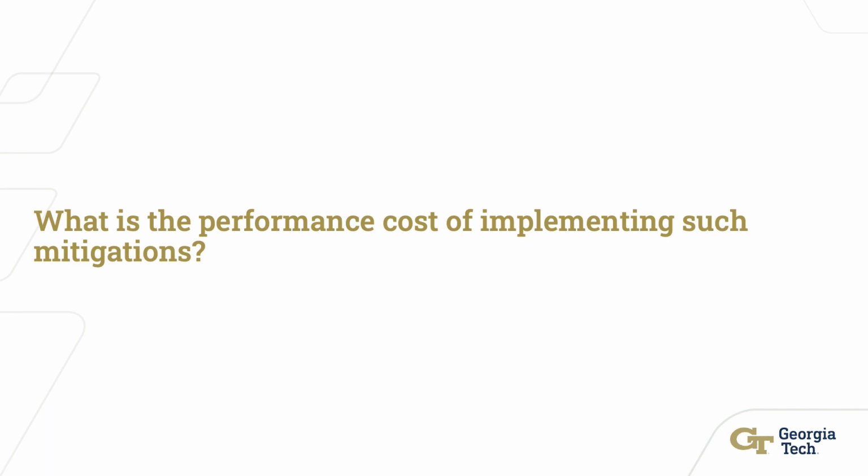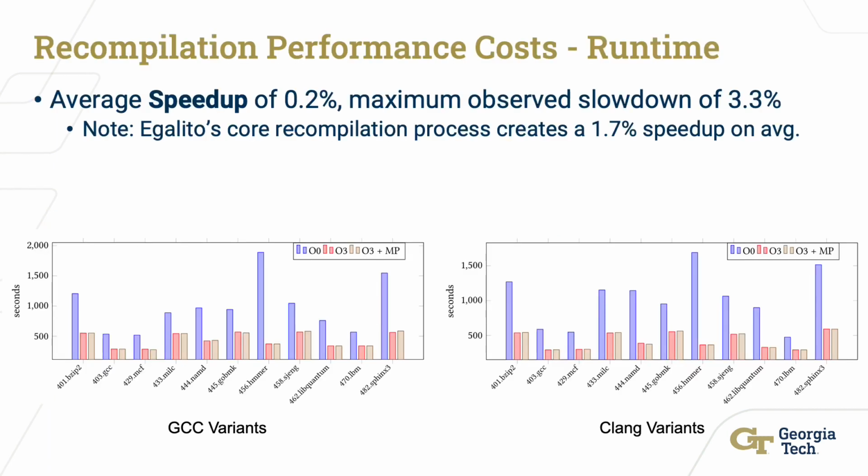However, we are left with one final motivating question, which is, what is the performance cost of implementing our mitigations? To answer this question, we compared the performance of our recompiled variants against their respective O3 and O0 variants. And we observed an average speedup of 0.2% across our SPEC 2006 benchmark programs. While this may seem surprising at first, it's actually to be expected, as Egalito's core recompilation process has been shown to achieve a 1.7% speedup on average.